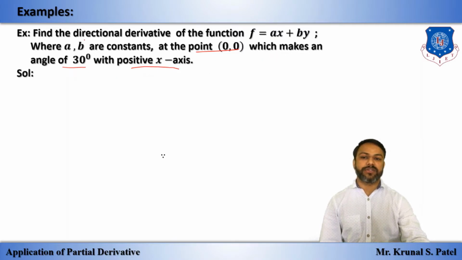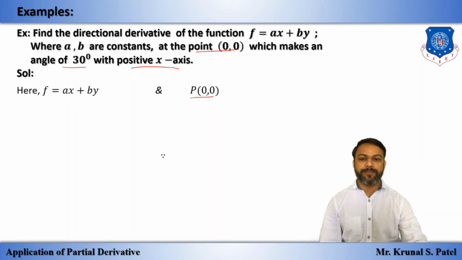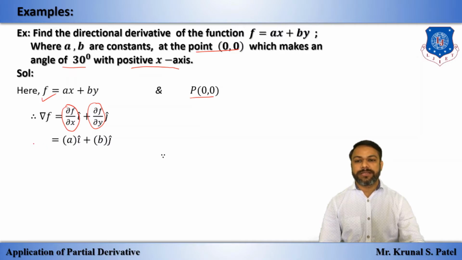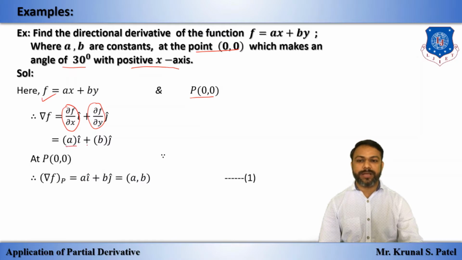So let's start with the function. First we write down the function at point P. Now we will find the gradient of the given function. How we find the gradient of a function, we have seen in the previous lecture. If you practice the given examples, then you know how to find the gradient. So differentiation of f with respect to x is a, differentiation of f with respect to y is b. So we have this gradient at point P 0, 0, which is as it is because there is no x and no y here. So we have the gradient a comma b.